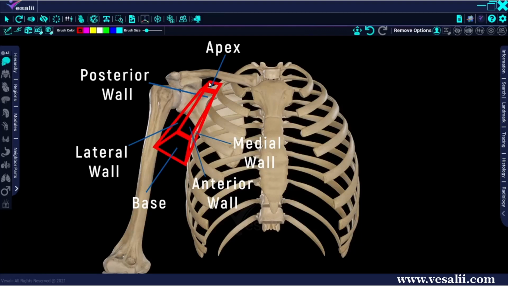The apex is the upper end of the axilla and is directed into the root of the neck. The apex is bounded anteriorly by the clavicle, posteriorly by the superior border of the scapula, and medially by the outer border of the first rib.